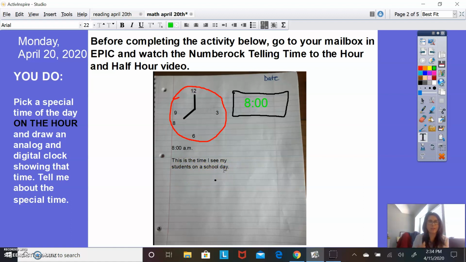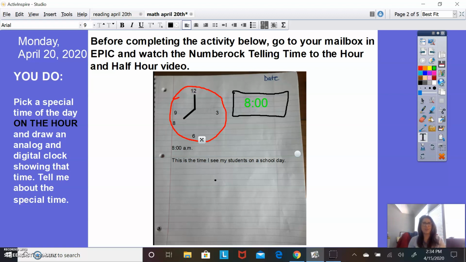So now I have picked a special time of the day that's on the hour. I didn't say 8:15, I didn't say 8:30, it's on the hour. And I drew an analog clock and a digital clock. Then I told you, it says tell about the special time. So this is where I did that. So I'm going to come back over here and fix this. So this is where I tell, this is the time I see my students on a school day. So once you've done this, you're completely done.